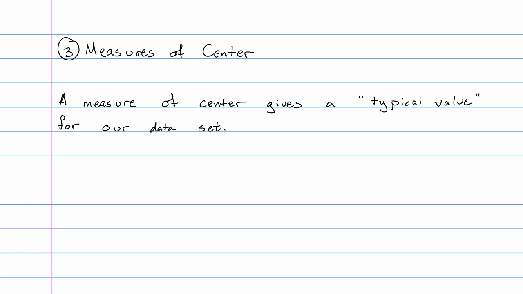The first summary statistic we're going to talk about is a measure of center. In many ways, if we want to summarize our data using just one number, a measure of center is what we want. What a measure of center does is it tells us what is a typical value for our data set.